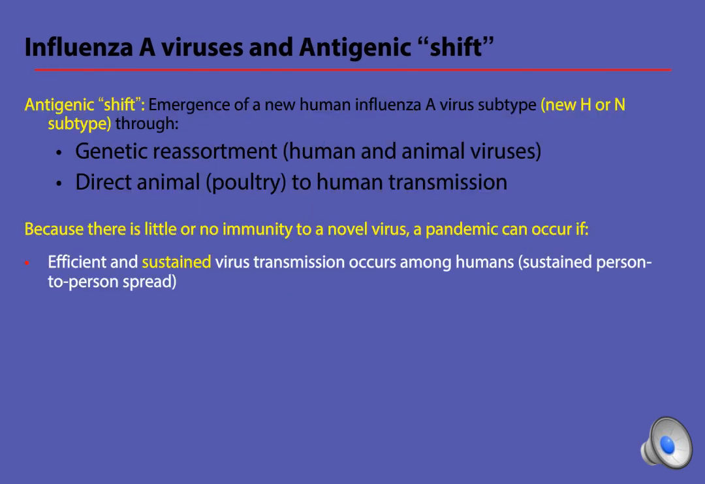Antigenic shift, on the other hand, is what we're really concerned about, and that's the emergence of a new human influenza A virus subtype. That is a new H or N subtype through genetic reassortment, either in animal or human viruses, or direct animal to human transmission, that is bird flu. Because there's little or no immunity to this novel virus where there's been an antigenic shift, a worldwide epidemic can occur if there's efficient and sustained virus transmission among humans.